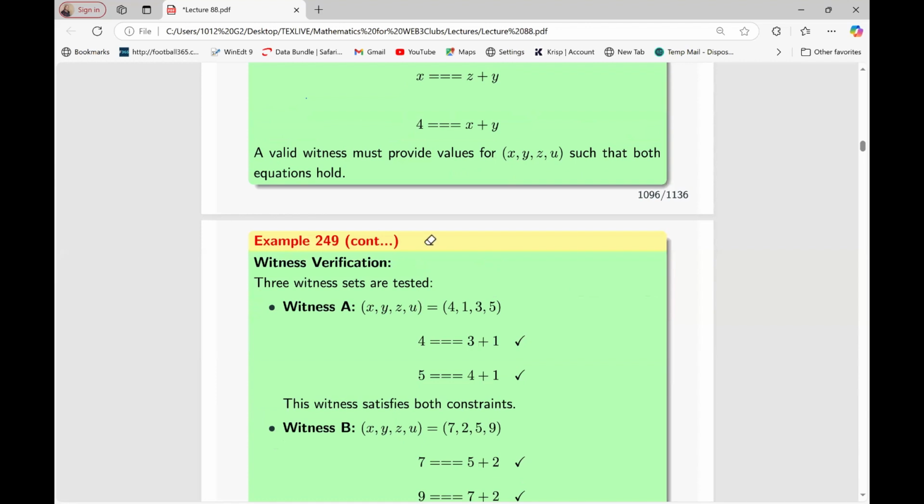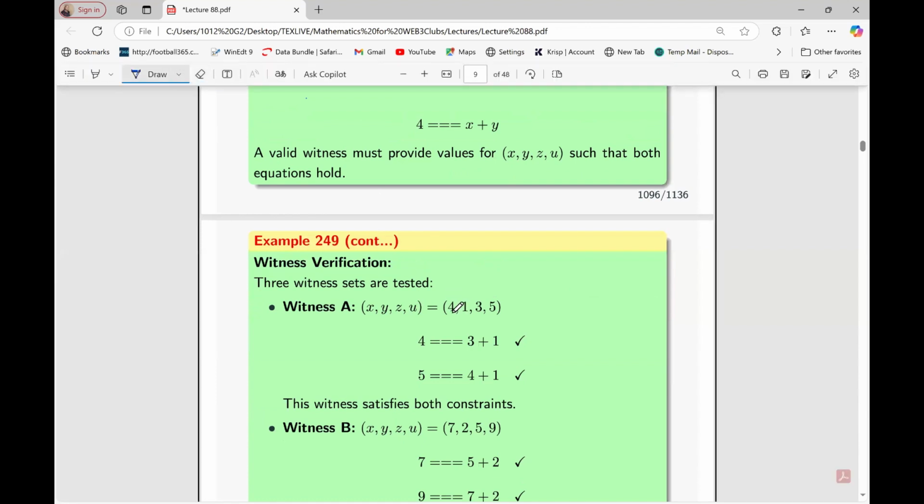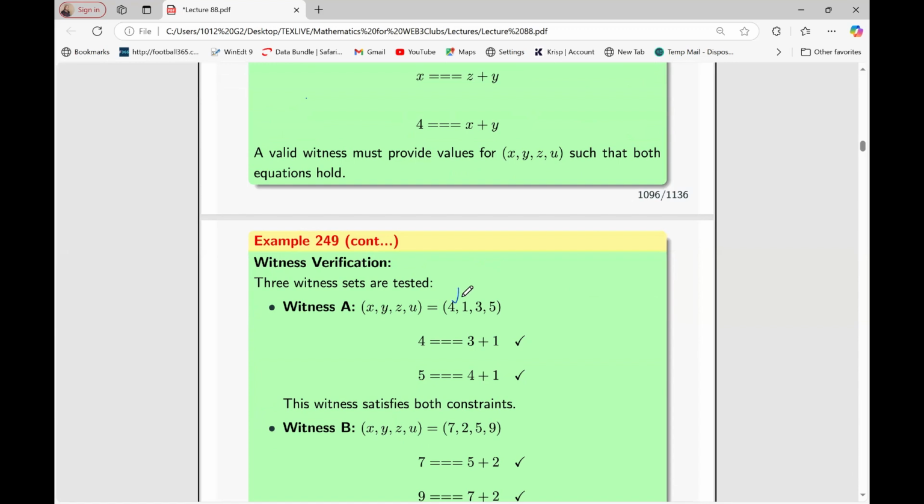Now look at the first witness. The first witness, he may give us x to be 4, y to be 1, z to be 3, and then u to be 5. So it's now the work of the verifier to check whether the witness given satisfies all the constraints. So the prover would now place the equation, the constraint was x is equivalent to z plus y. And then the other constraint was 4 would be equal to x plus y.